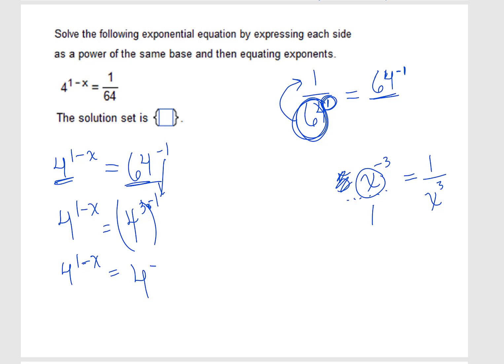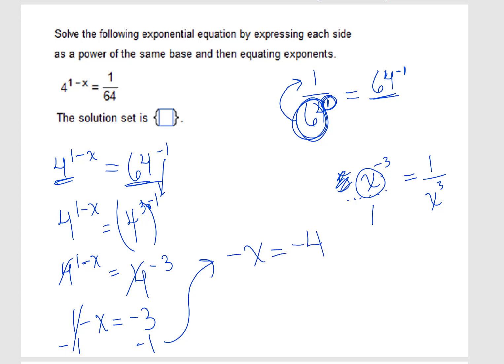So remember, there's multiplication here, so this would be to the -3rd power. So now I can drop my base. I have 1 minus x equals -3. Start solving for x by subtracting 1 from both sides. -x equals -4. I can make that connection that x has to equal 4 in order for -x to equal -4, but let's finish it off. So x equals +4.